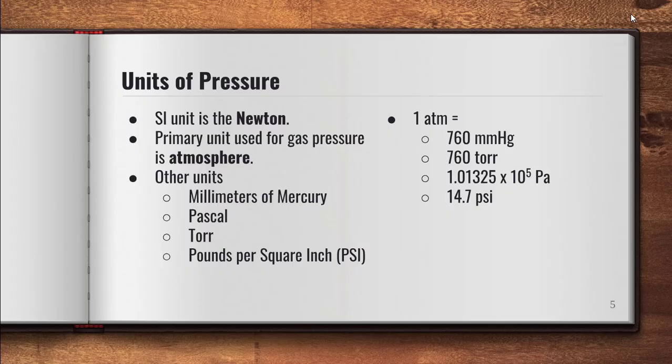But as you see here on the right, there's quite a few different examples of units of pressure and what they equal. So 1 atmosphere is equal to 760 millimeters of mercury, 760 torr, 1.01325 times 10 to the 5th Pascal, and 14.7 psi. Since these units are equal to each other, we can use them in dimensional analysis.